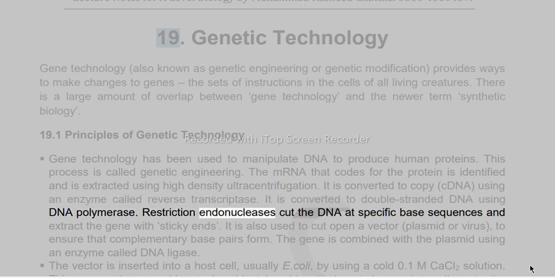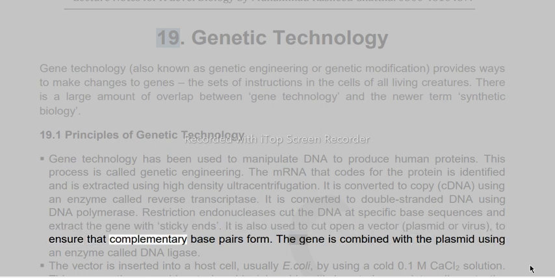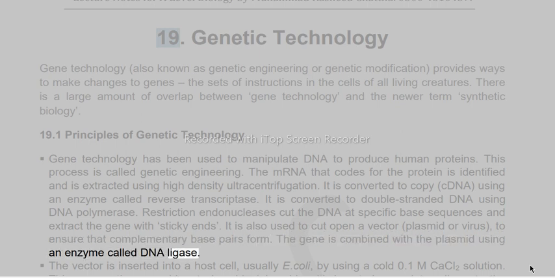Restriction endonucleases cut the DNA at specific base sequences and extract the gene with sticky ends. It is also used to cut open a vector, plasmid or virus, to ensure that complementary base pairs form. The gene is combined with the plasmid using an enzyme called DNA ligase.